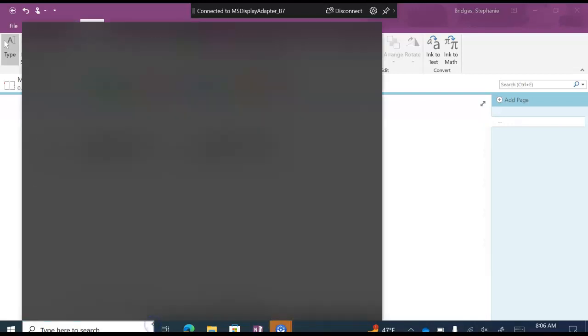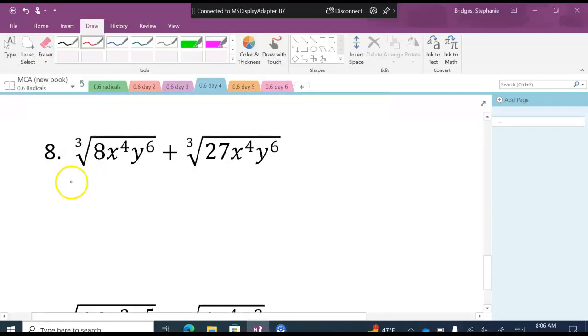We want to split it into the cube root of 8 and then the cube root of my variables, because then I can deal with those separately. Start with 8. Is that a perfect cube? Yes, what is the cube root of 8? 2. So that 8 is going to turn to a 2. And then we're just going to start dealing with our variables.